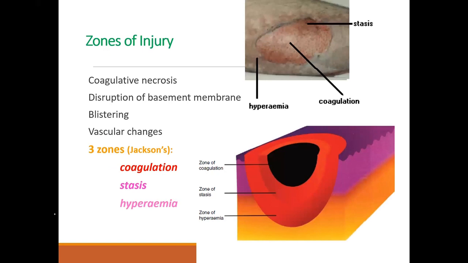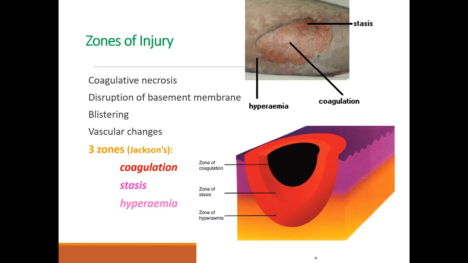Now, from this image, you can see at the local site, there are various zones at the local site. Burns cause coagulating necrosis, okay, with disruption of the basement membrane of epithelial lining, blistering from accumulation of serum, and some vascular changes like vasodilatation. And the zones are categorized into three, the Jacksonian model that describe the local changes at the site of injury.